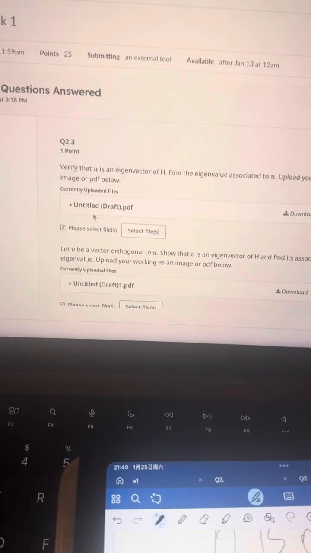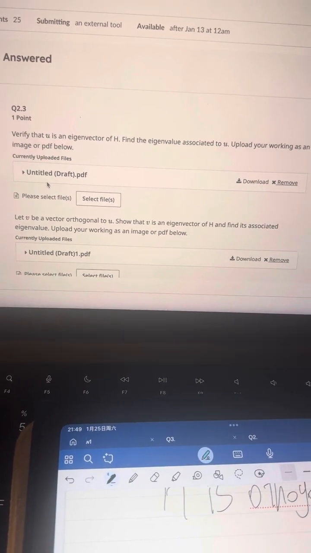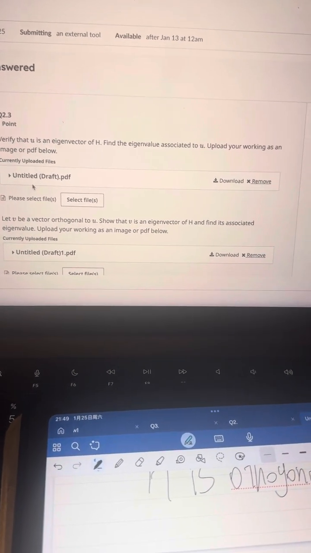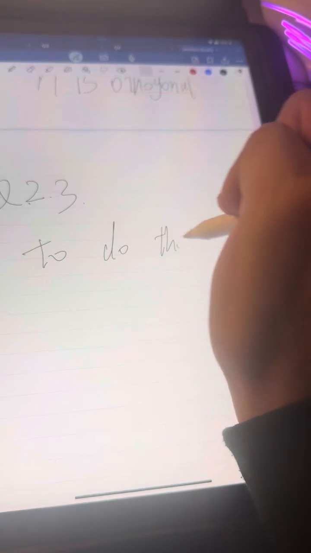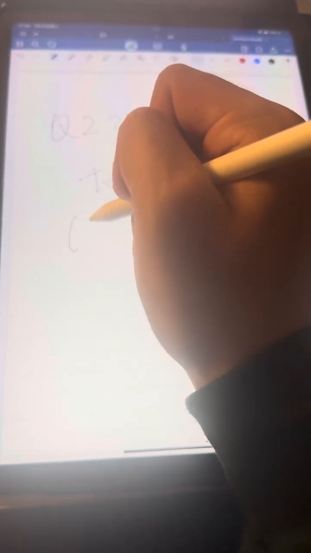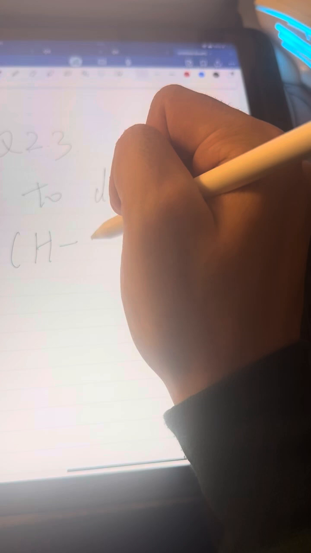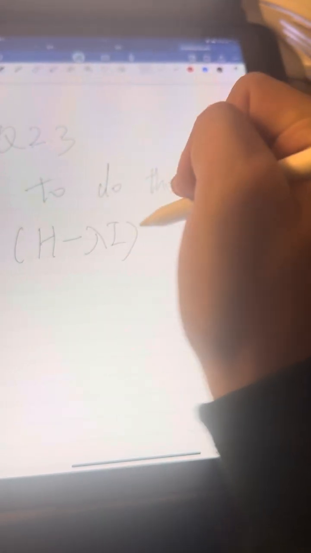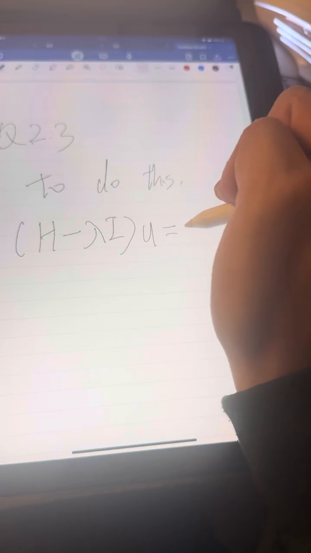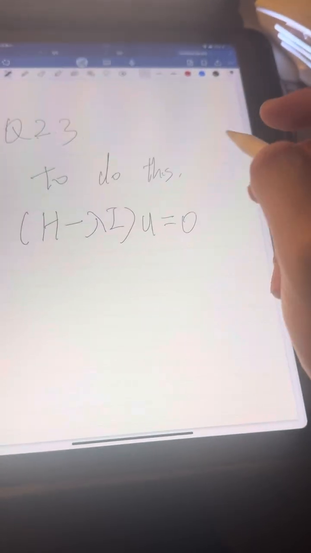Now we go to question 2.3. In this question, we need to verify vector U is an eigenvector of H, and we also need to find an eigenvalue associated to U. To do this, we just need to prove this equation, like H minus lambda I, right? And lambda is the eigenvalue associated to the eigenvector U.